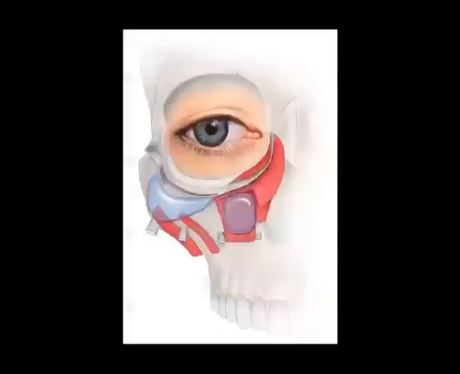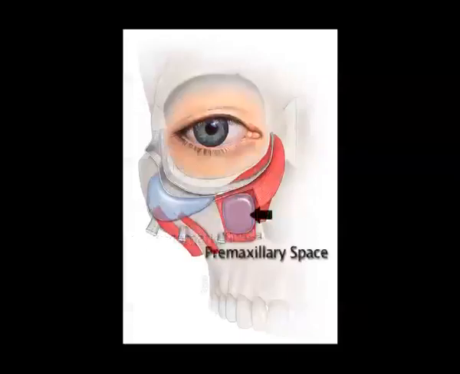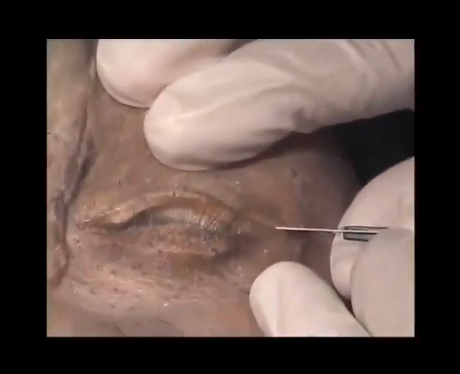There are three facial soft tissue spaces in the midcheek. The preseptal and the prezygomatic spaces have been well described. The third space, the premaxillary space, is the focus of this dissection. An incision is made through the skin in the orbicularis oculi.